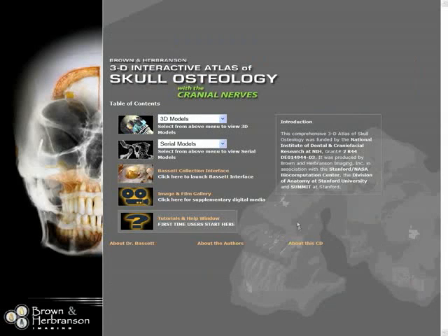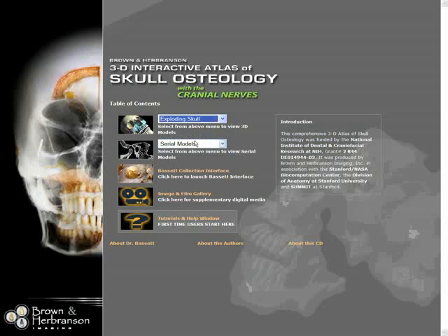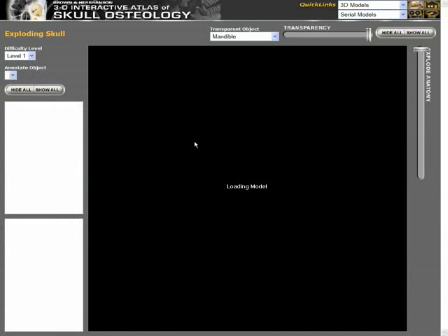This is designed to be an atlas of the bones of the skull. There's a number of different areas to it. We'll start out with the 3D models. If I roll over on the menu and pull down, you can see there's a number of different models here. We'll start with the exploding skull.